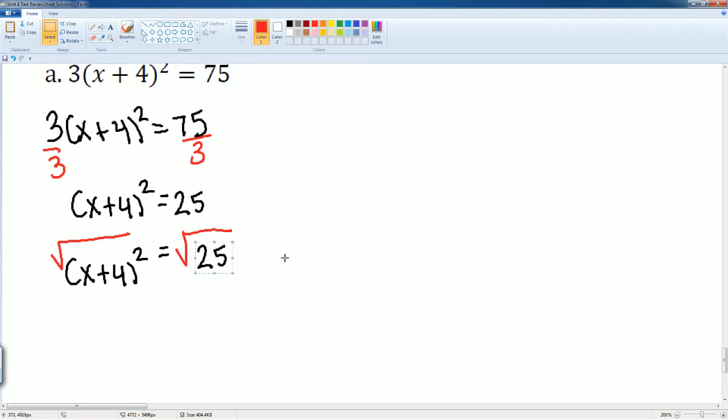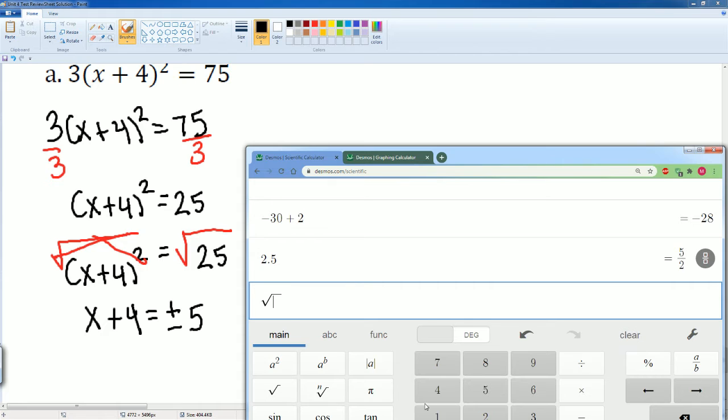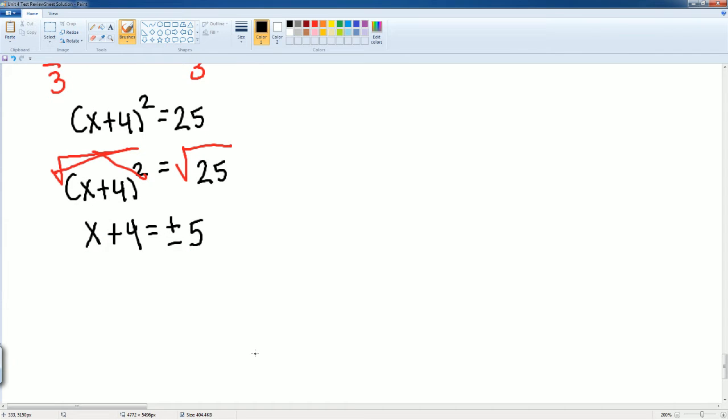In that process, the square root and the square will cancel, leaving you with x + 4 on the left hand side. The square root of 25 is just plus and minus 5. If you want to check that, please use decimals. Radical 25 is just 5, but make sure you understand there's a plus and minus. Now you want to subtract 4 from both sides. So your solutions would be x is equal to negative 4 plus and minus 5.